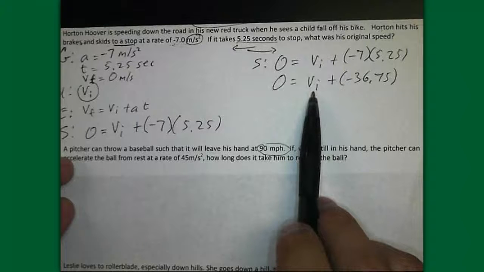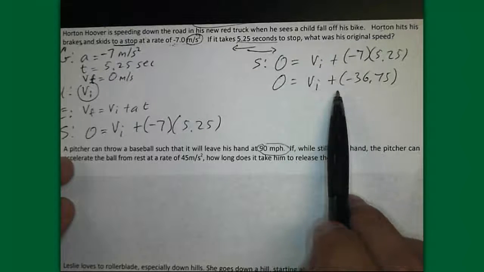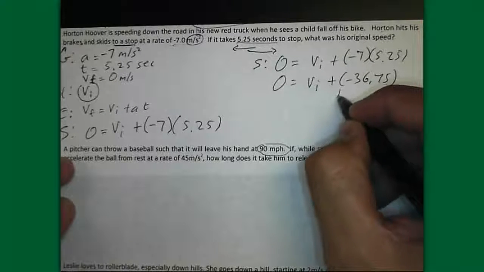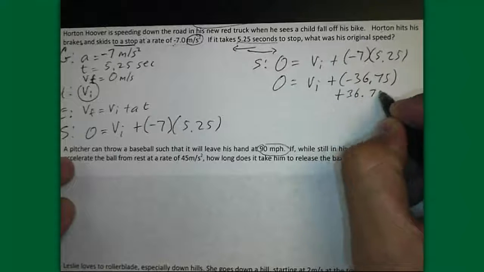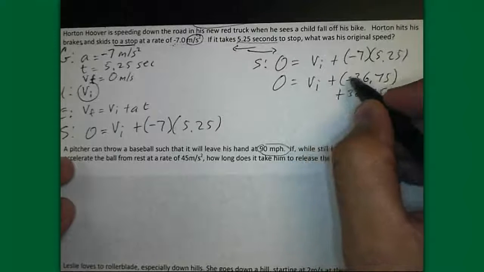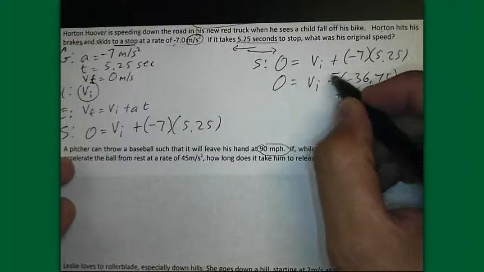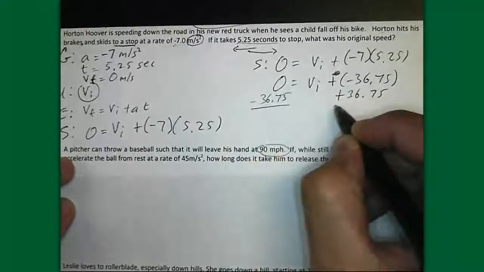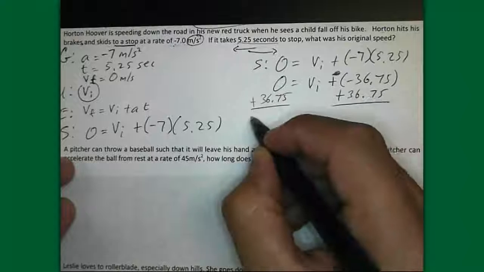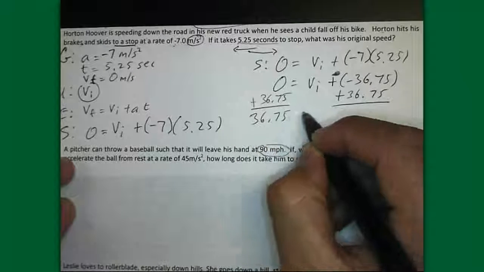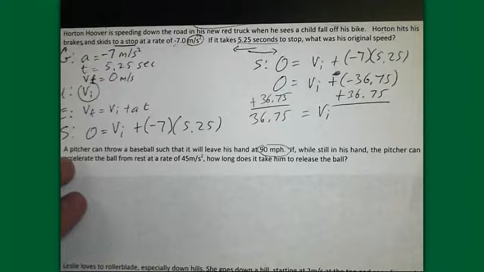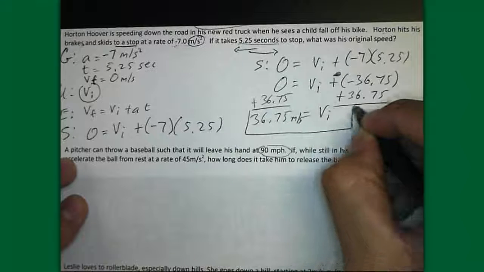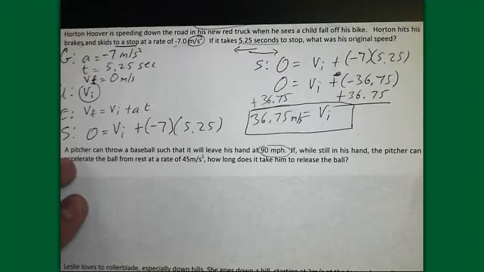And I want to isolate VI. To do that, I have to get rid of this number, and I have to do the opposite operation that's here. This is a negative number. Since it's a negative, we're going to add it. We also could have, instead of plus and negative, just made this a minus and left this alone. I just chose to put it this way. Add 36.75 to both sides. Not subtract, add. 36.75 equals VI. That's what we're left with. And the last thing I want to know is, what are my units? It's got to be meters per second. So our initial velocity was 36.75 meters per second.